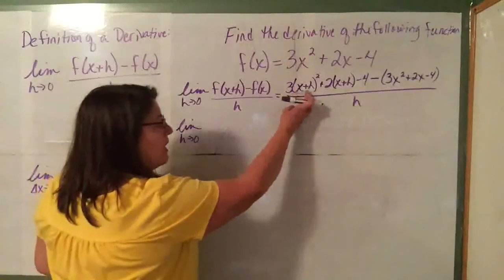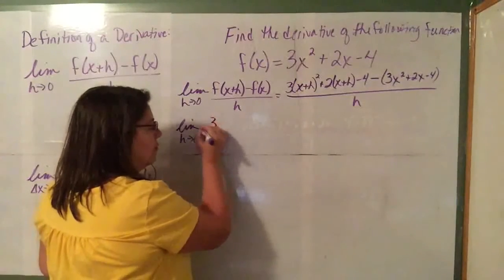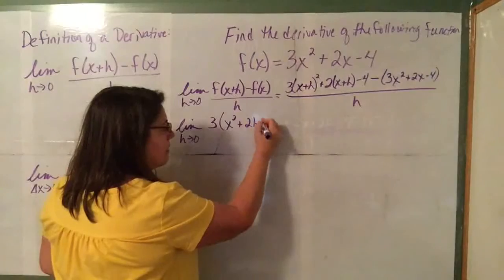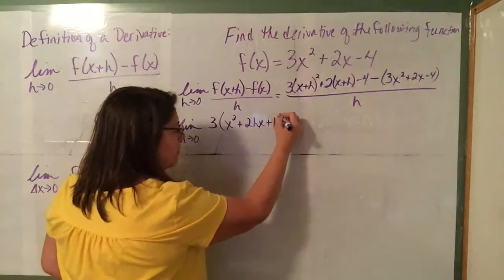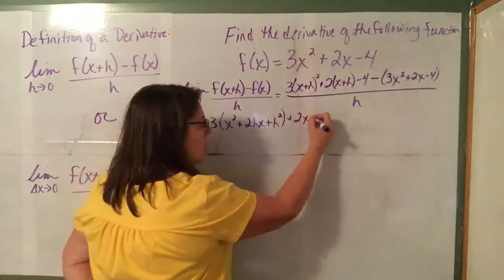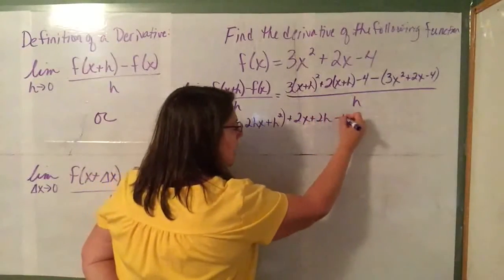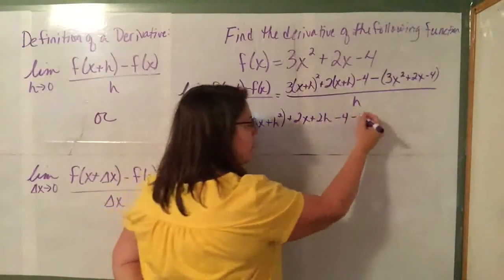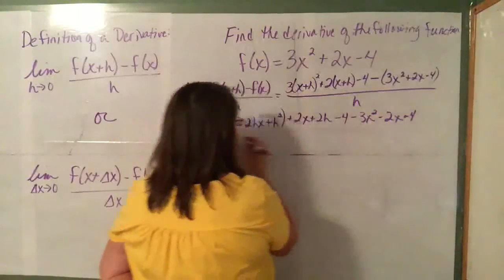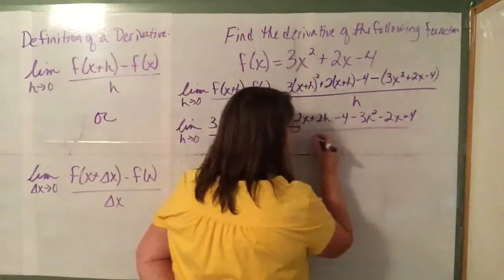So when I have x plus h squared, I'm going to keep the 3 outside. I have x squared plus 2hx plus h squared. And then I'm going to distribute the 2, so that's plus 2x plus 2h minus 4. I'm going to distribute my minus, so that's minus 3x squared minus 2x plus 4. And that is still all over h.